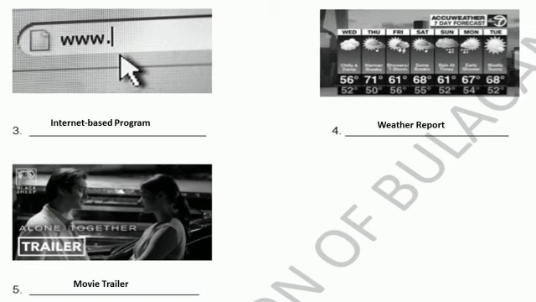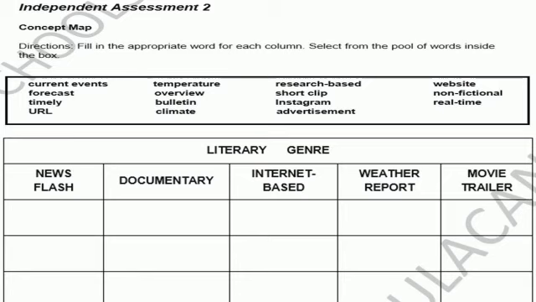And lastly, we have the movie trailer. So that's the answer for number 5, the movie trailer of the movie Alone Together by Liz Ken. Okay, again, count the number of your correct answers, then write your score on the upper right corner of your paper. Next activity, we have a concept map. So directions: fill in the appropriate word for each column. Select from the pool of words inside the box. Okay, so you may start answering now.